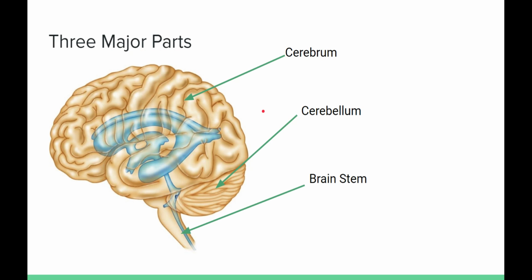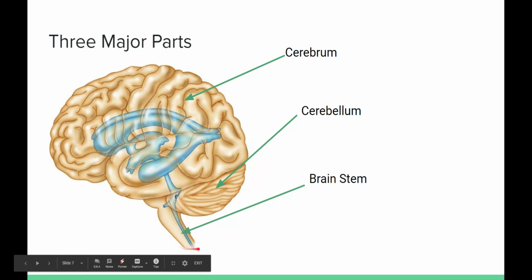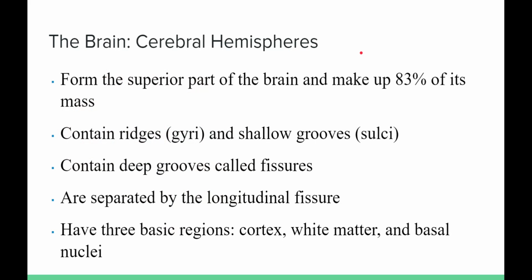All right, so there are three major parts of the brain. There's the cerebrum, this big part up here. Then you have the cerebellum. Then you have the brainstem. Okay. We're going to, I believe, start off with the cerebrum. Yep. So we have the cerebral hemispheres. That makes up 83% of the total mass of the brain.